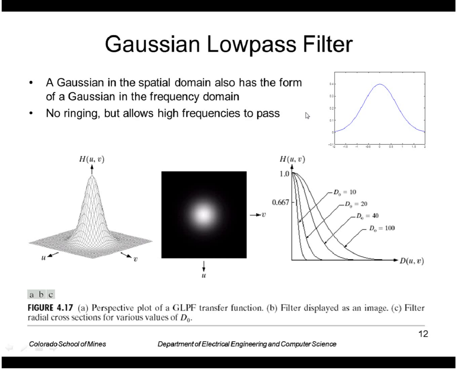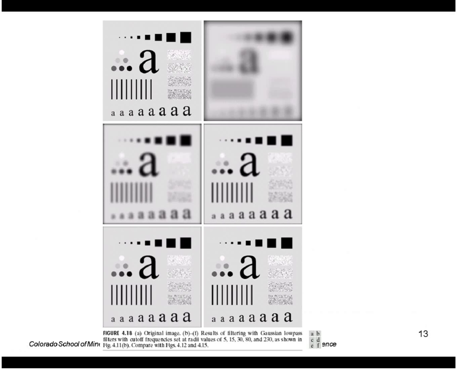Okay, another type of low-pass filter is the Gaussian. So the Gaussian is attractive because it doesn't produce this ringing. A Gaussian spatial filter's Fourier pair is also a Gaussian in the frequency domain. So although we don't have ringing, it doesn't attenuate high frequencies perfectly. And this is a result of applying a Gaussian low-pass filter to an image.